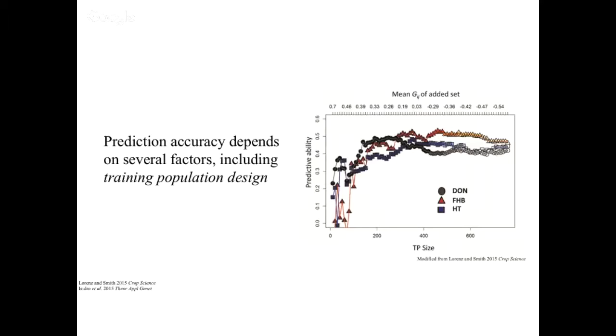And they did this for 3 traits that are important for barley: DON, which is the concentration of a mycotoxin; FHB, which is fusarium head blight resistance; and plant height.